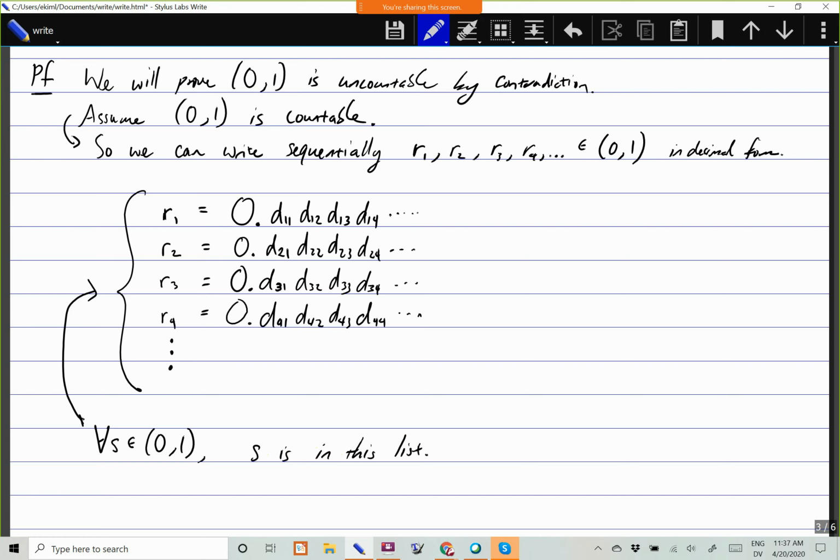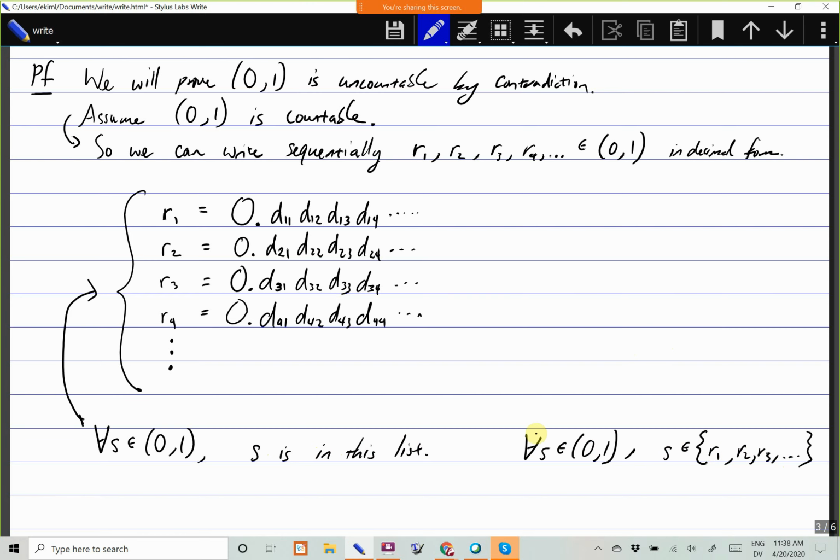Or said differently, if you want a little more clarity by what I mean by in this list, what I'm trying to say is, for all S in the real numbers between 0 and 1, S is an element of the set you'd build where the set has R1 in it, R2 in it, R3 in it, and so on and so forth, R4, R5.